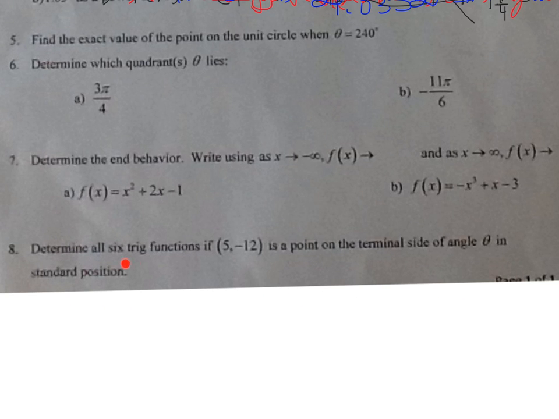Okay, so it says determine all 6 trig functions, so that's sine, cosine, tangent, secant, cosecant, cotangent, if 5, negative 12 is a point on the terminal side of the angle theta in standard position. Okay, so we're going to draw a picture. I have the point 5, negative 12. First you have to decide what quadrant that's in, and that is in quadrant 4.